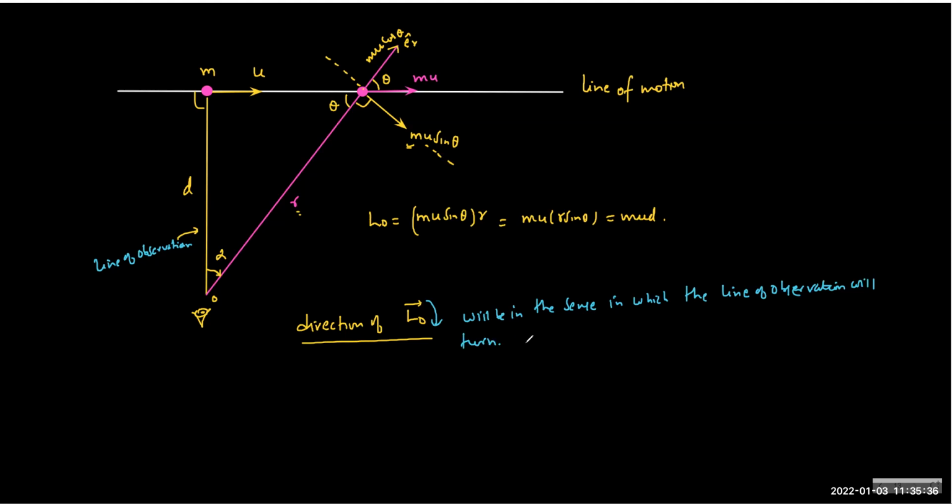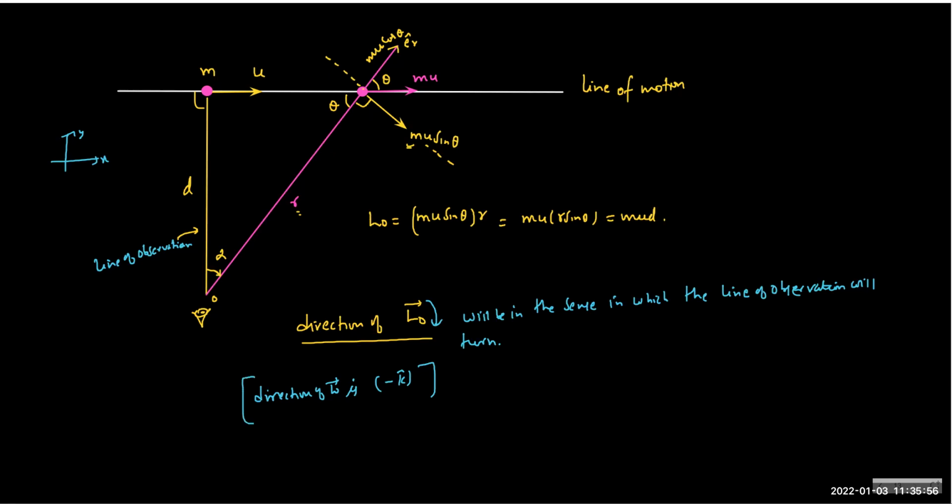And because it is clockwise, if I choose this as the xy plane, then I can say clearly that the direction of L0 will be minus k cap in this case. Because minus k cap means inward, right? Clockwise means into the plane.